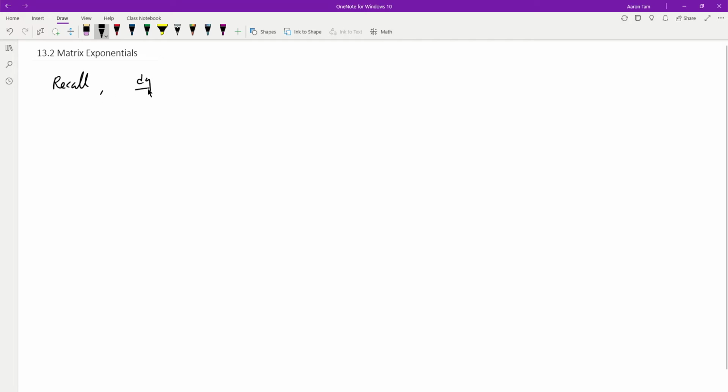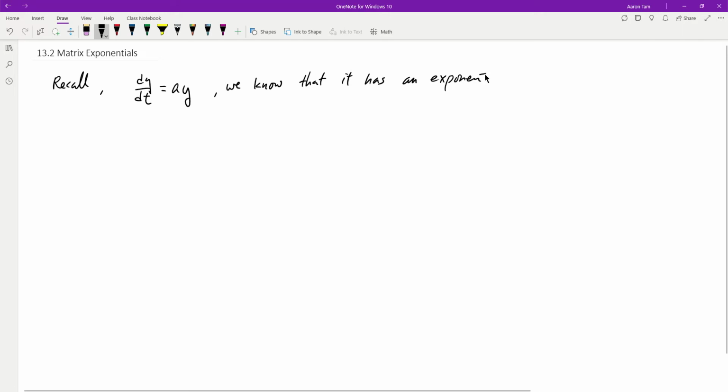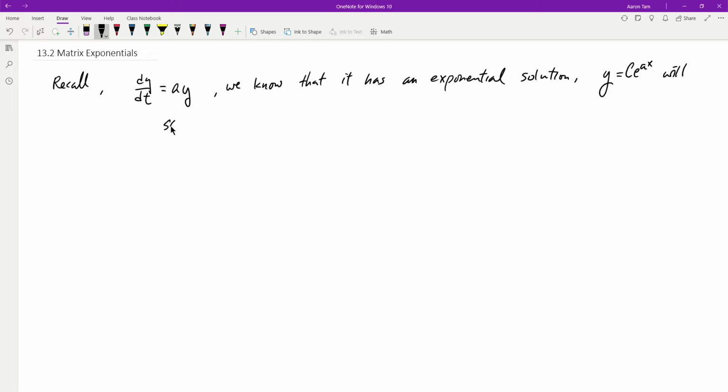Let's say we have an equation dy over dt is equal to ay. We know that it has an exponential solution, mainly this: y equal to e to ax. Well, actually I can put a constant in front, y equal to c e to ax will satisfy this equation.